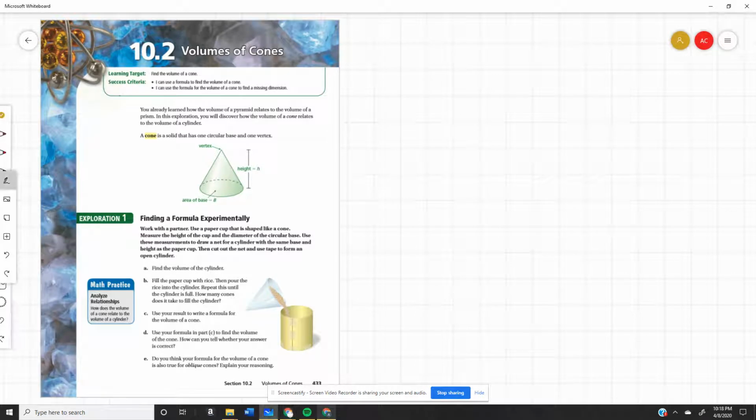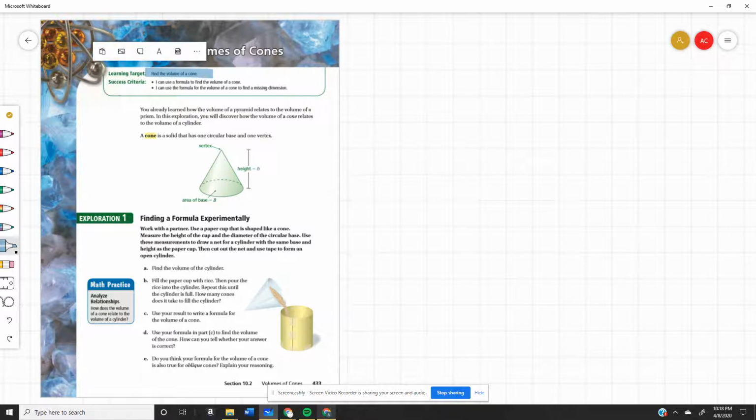Let's get started. So the volume of cones, our learning target is going to be to find the volume of a cone, and our success criteria is going to be measured by our ability to use a formula to find the volume of a cone and use a formula for the volume of a cone to find a missing dimension.